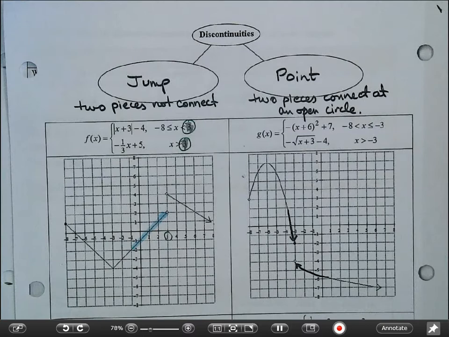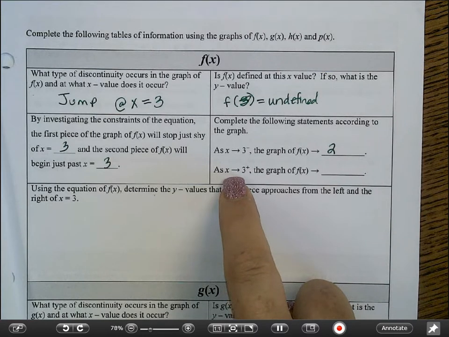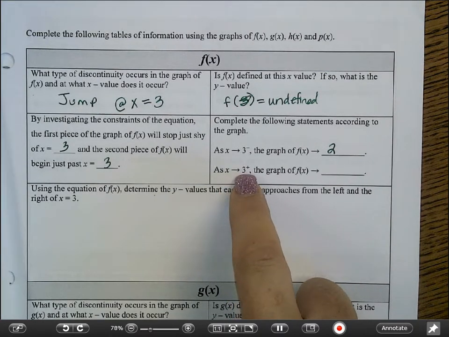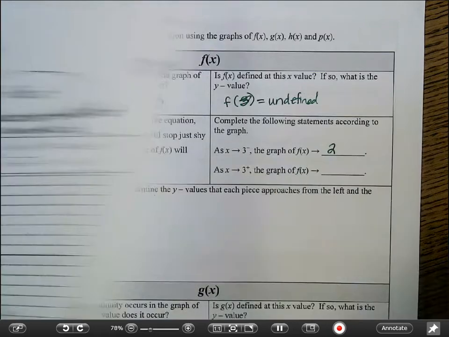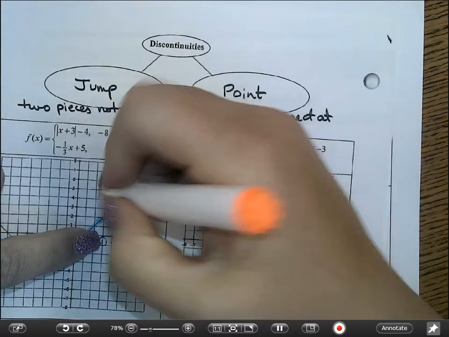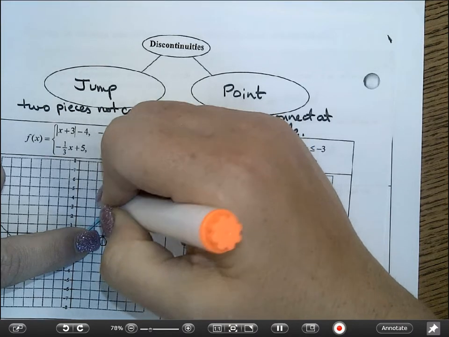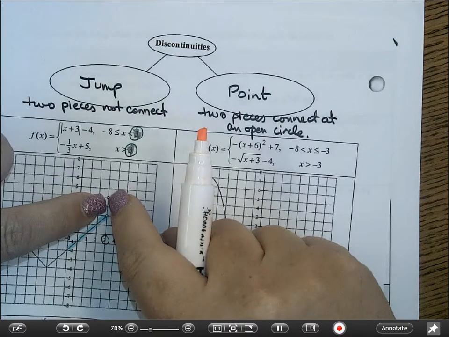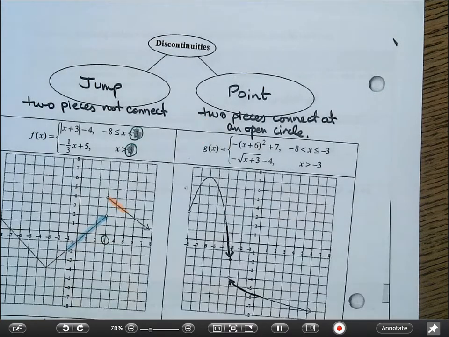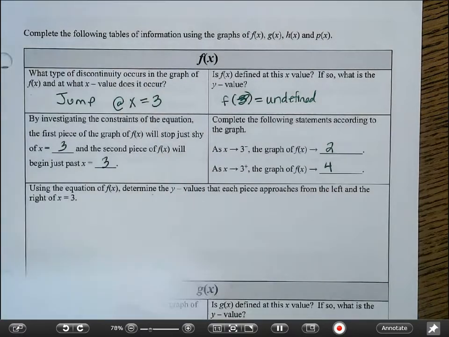The next statement is saying, as x approaches 3 from the right, what is the y value? So I am on the right side of 3. So I'm coming this way, and I want to look at the y value on this side of 3, on the right side of 3. The y value is 4. Okay.